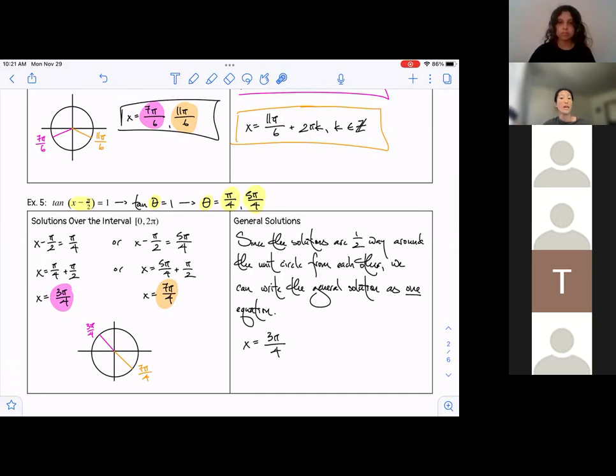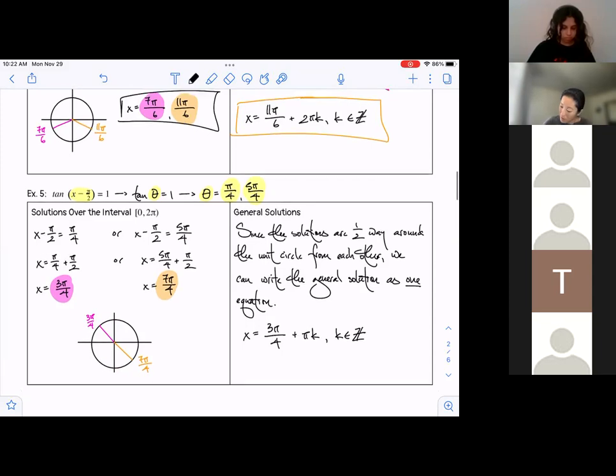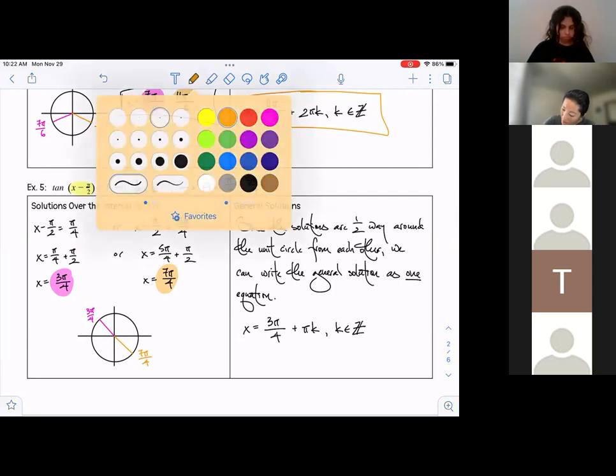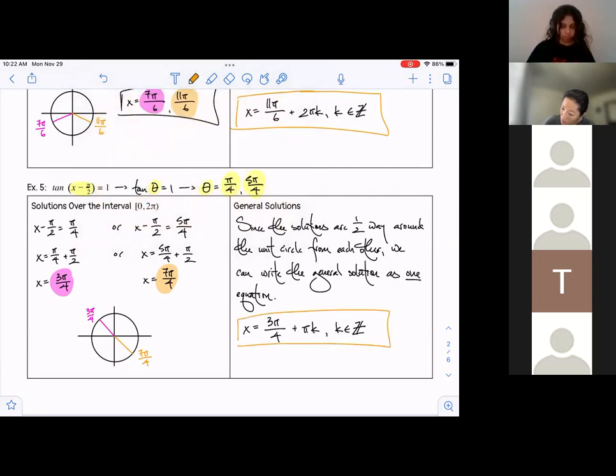Because every time we go half rotation, we get to a new solution. And if 2 pi is the full rotation, then pi is going to be half the rotation. So we say plus pi k, where k is an integer. Okay. This one encompasses both the orange one and the pink one in the same answer, all right?